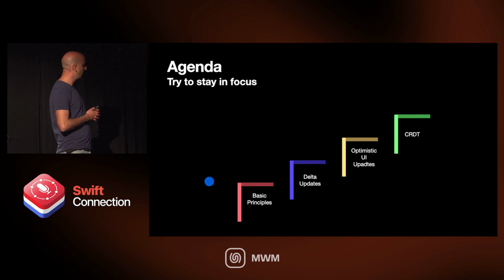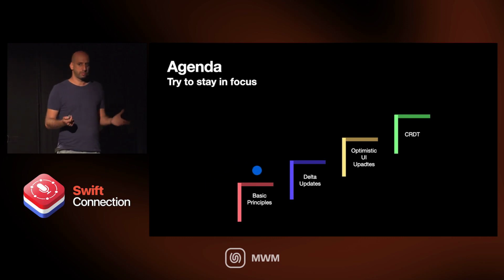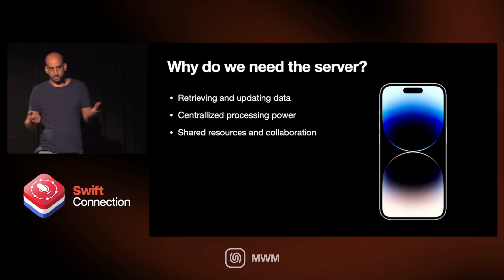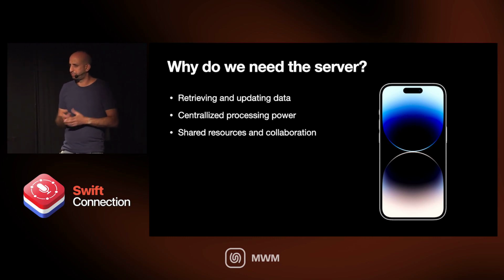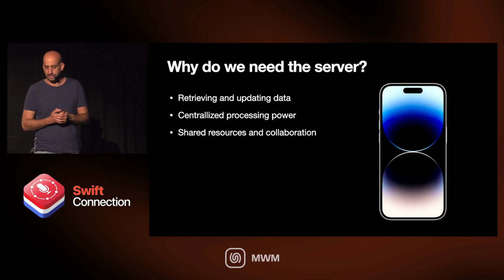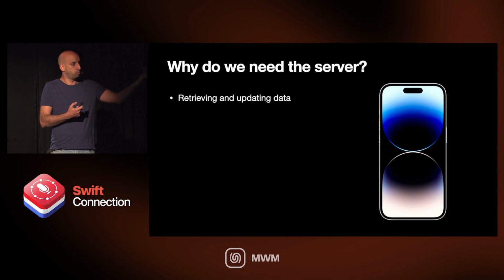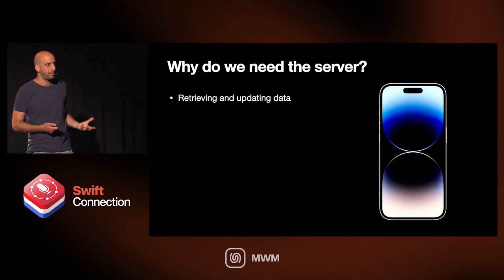So let's start with some basic principles. If we want to design an app for offline, we need to understand why we need a server. There are a couple of reasons. Here are some of them. The first one is we want to retrieve and update data. We want some centralized processing power. And we want to share some resources and collaborate with others. And I think that most times we need it for data. This is why we need a server: to get, update, and add more information.